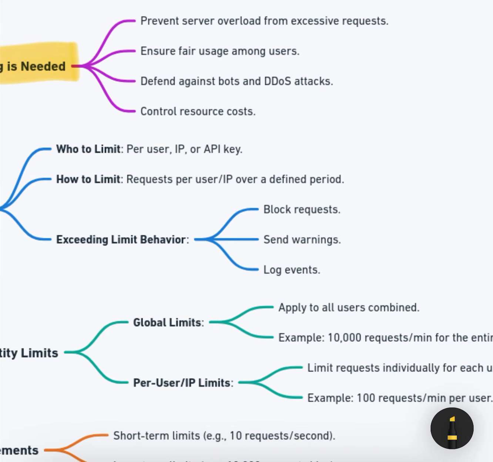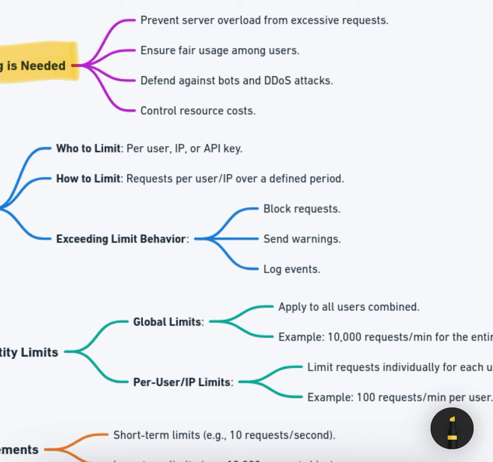Rate limiting serves multiple purposes. Prevent resource overload. Control the number of API requests to ensure your servers aren't overwhelmed by legitimate traffic or malicious activity. Ensure fair usage. Limit requests per user or IP so that no single entity hogs resources at the expense of others. Enhance security. Defend against bots, DDoS attacks, and brute force attacks. Reduce costs. Avoid excessive resource usage that can inflate cloud costs unnecessarily.